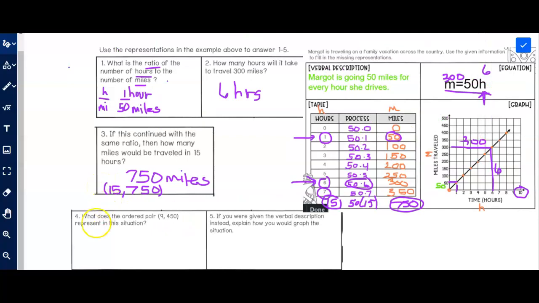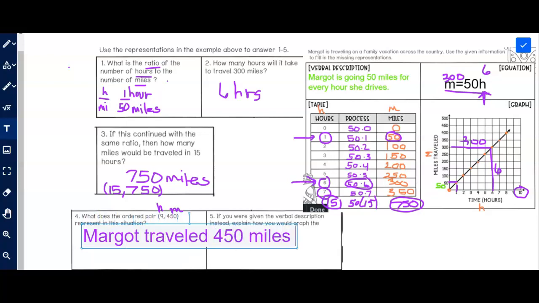Okay, the next question asks, what does the ordered pair 9, 450 represent in this situation? So you got to think, 9 is what? 9 is the horizontal, the first number in our chart, that's hours. 450 is the second number in our ordered pair, it's the vertical, that's miles. So what you find out there is that the ordered pair represents that Margot traveled 450 miles after 9 hours.